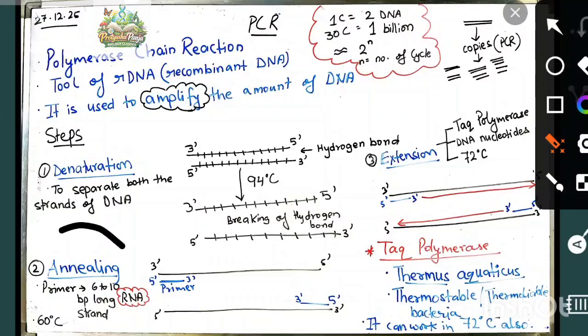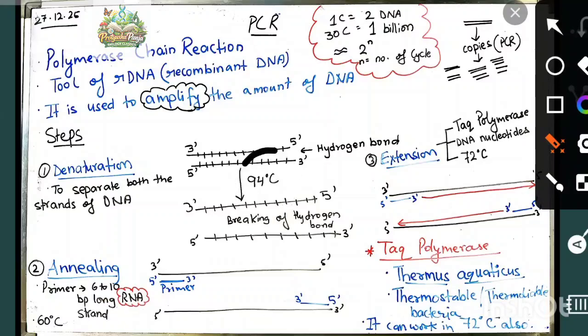The second step is called annealing. Annealing is the method in which we apply a primer at the 3' ends. This is important. We have to apply the primer at the 3' end. So with annealing, what happens? The primer is added. Now what is a primer? It is a single RNA strand, and this primer is 6 to 10 base pairs long.